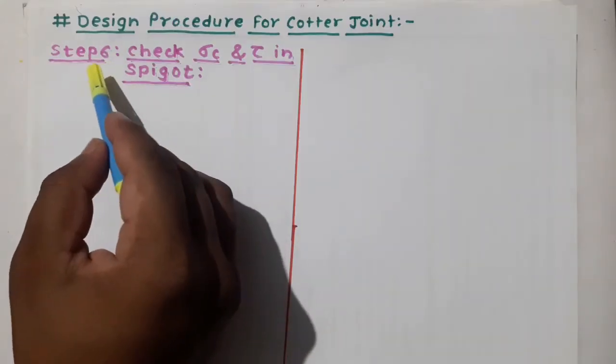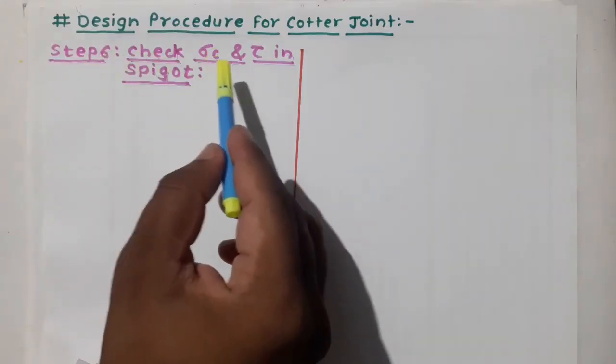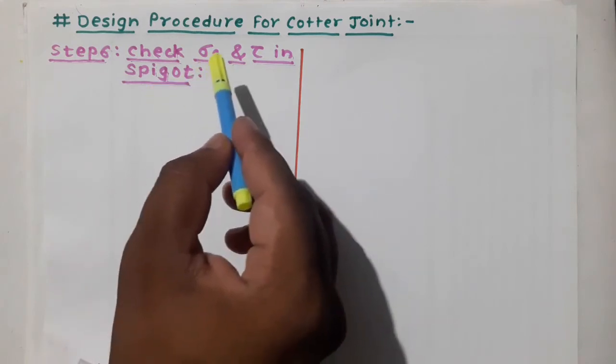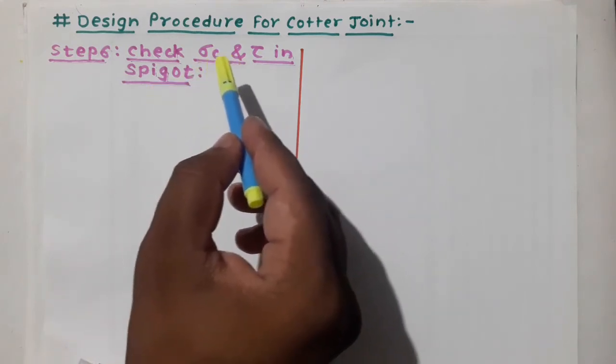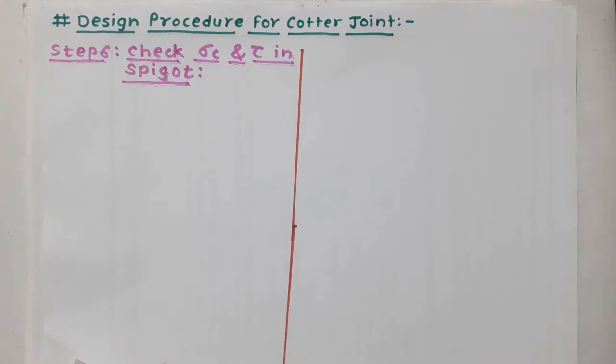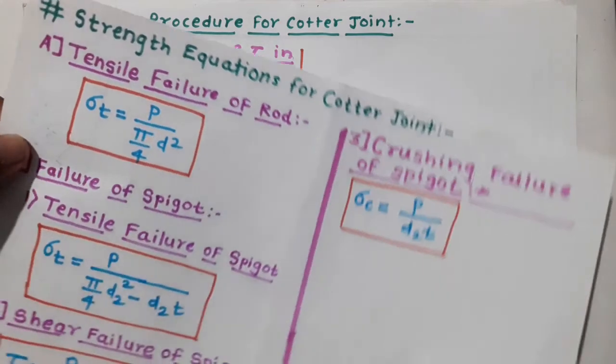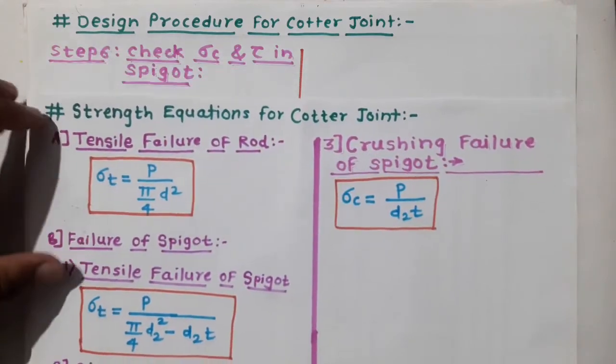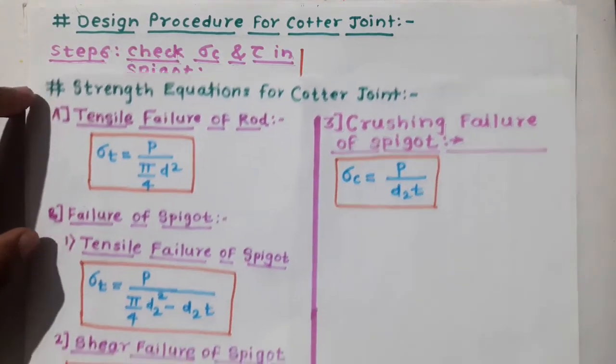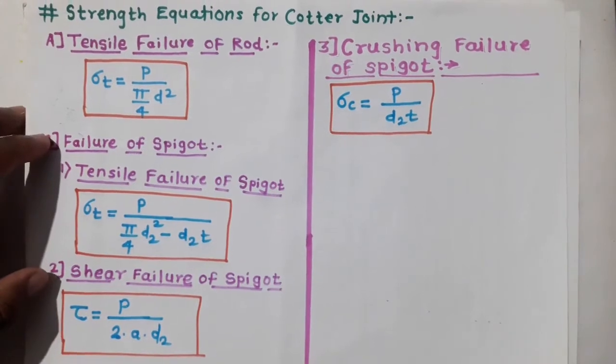Now next step is step number 6. Check sigma c and tau in spigot, where sigma c is crushing stress and tau is shear stress. Now to get this equation of sigma c and tau, we have to refer the strength equation for quarter joint, and this is the article that we have studied in the previous video, where we have developed the equation.